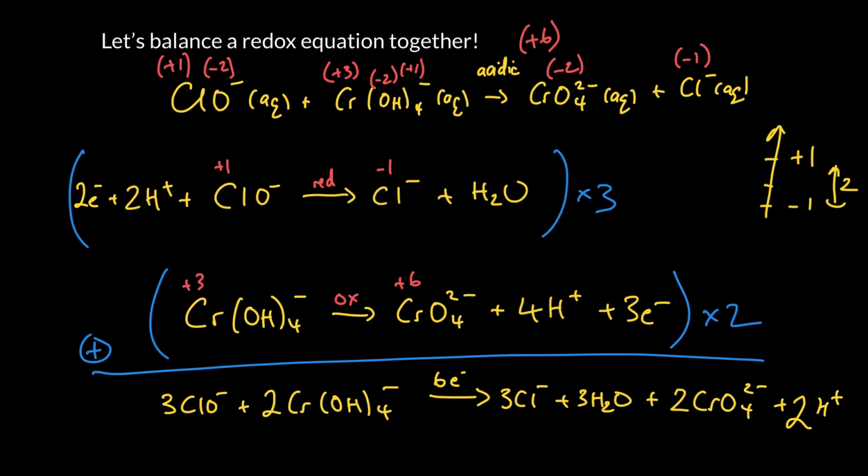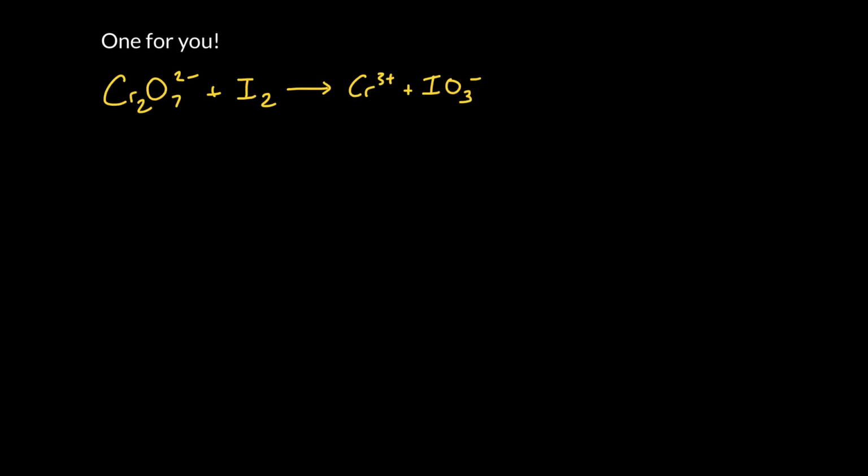All right, let me give you one more to try, and I will just write down the answer for you in a second or two, but I think it's worth making sure you know how to do it. So here's a very fiendish one for you, and this is under basic conditions, by the way. See if you can balance dichromate plus iodine goes to chromium 3 plus iodate under basic conditions. Just pause the video and have a go, and I will simply write the answer down underneath it. If you've got any questions, come see me.